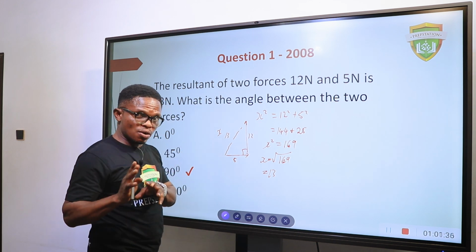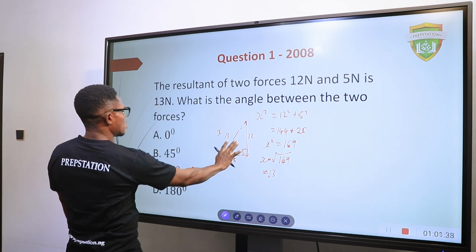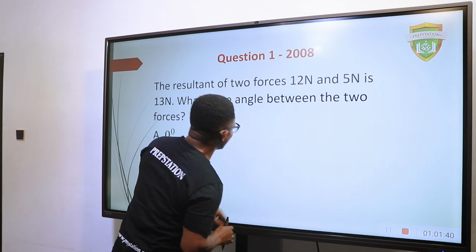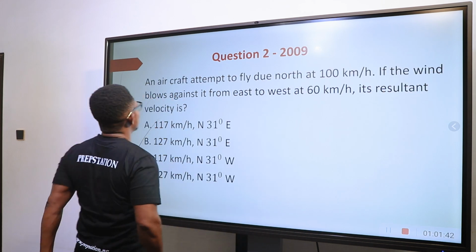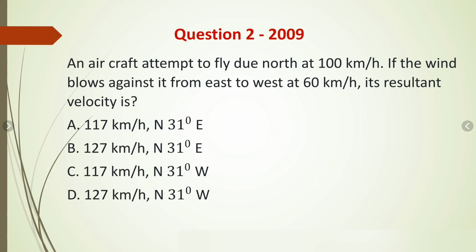One, Pythagoras. Two, stochastic. So that is what I've just verified here. Let's move forward and see another question. An aircraft attempts to fly due north at 100 km per hour. If the wind blows against it from east to west at 60, what is its resultant velocity? Let's quickly do that together.